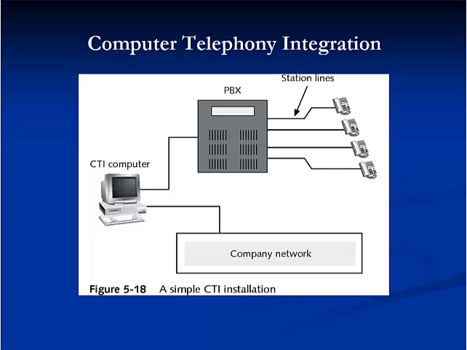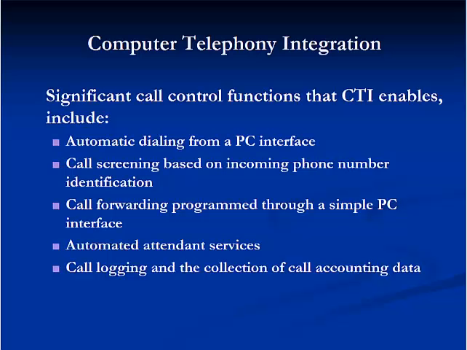Some of the customer data management features that CTI enables include access to personal phone books saved on the network, caller database records that appear when a number is selected from the phone book, retrieval of customer calling patterns and billing information, and much more. Significant call control functions that CTI enables include automatic dialing from a PC interface, call screening based on incoming phone ID numbers, call forwarding programmed through a simple PC interface, automated attendant services, call logging, and the collection of call accounting data.